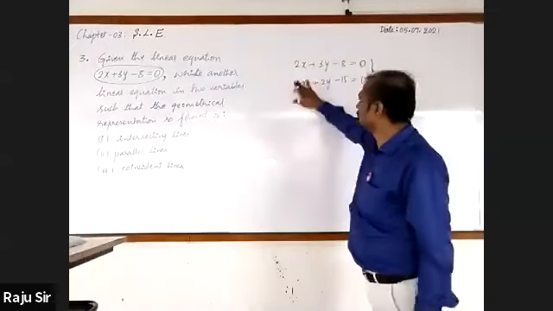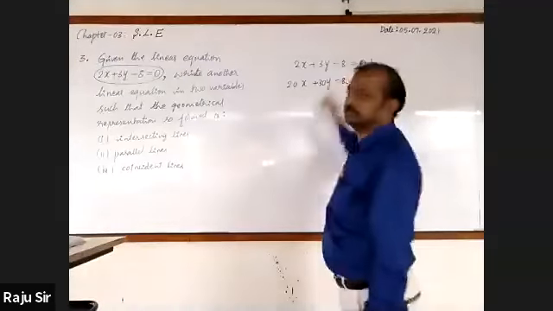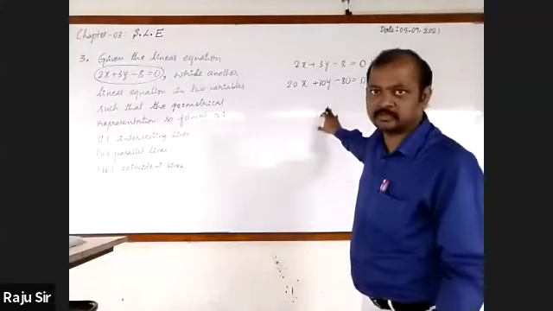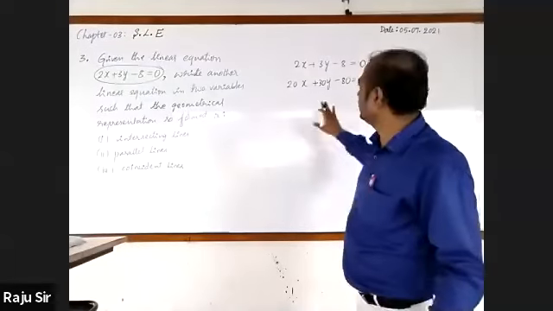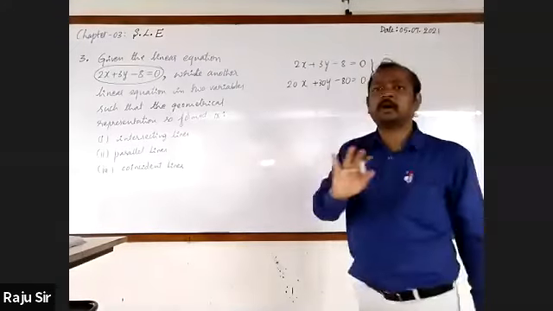Unique solution. Infinitely many solutions. Please observe. I'm just going to change it. It is 20, 30, 80. Now you tell. Infinitely many solutions, because A1 by A2, B1 by B2 and C1 by C2 all are equal.